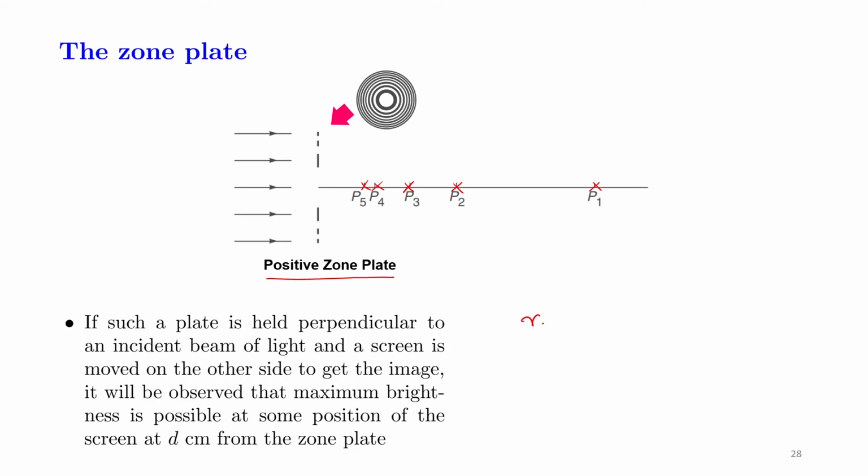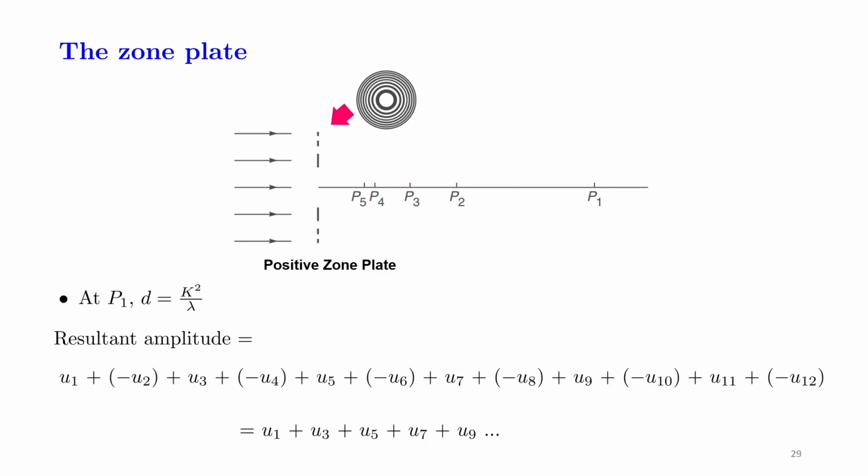The radius of the nth zone plate is square root of n times d lambda. Let us call this as k. From here, the distance of the screen from the positive zone plate is d, that is k square over n times lambda. Let us assume that we have placed the screen at position 1.